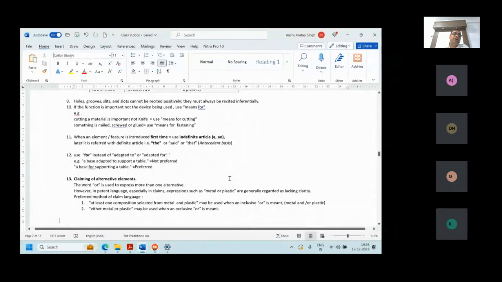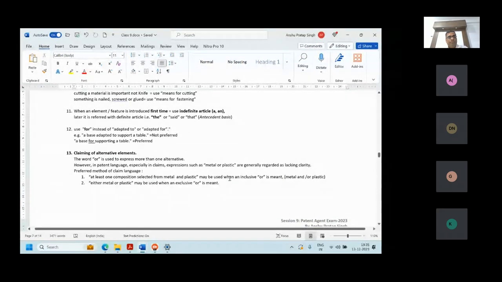Now, claiming of an alternative. For example, you have to claim more than one alternative. How will you do that? Suppose you want to say that either metal or plastic can be used. If you write only "a bar made up of metal or plastic", that is not ideal. Write it like this: a bar made up of either metal or plastic. If you are saying that only one of them can be used. If you are saying both can be used, then write "at least one composition selected from metal and plastic". Then you are covering metal, plastic, metal or plastic, metal and plastic. All scenarios, okay?